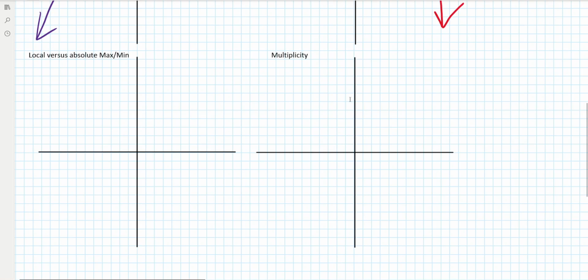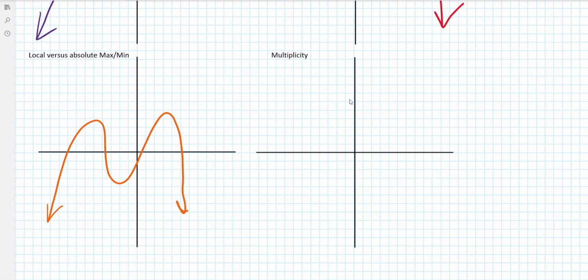Okay, local versus absolute maximum. Let's go ahead and draw something. This guy here. Oh no, that's not a good drawing. This guy here. Could even make it a little bit better. That's a little bit better. Yep. So a local versus an absolute max or minimum point.